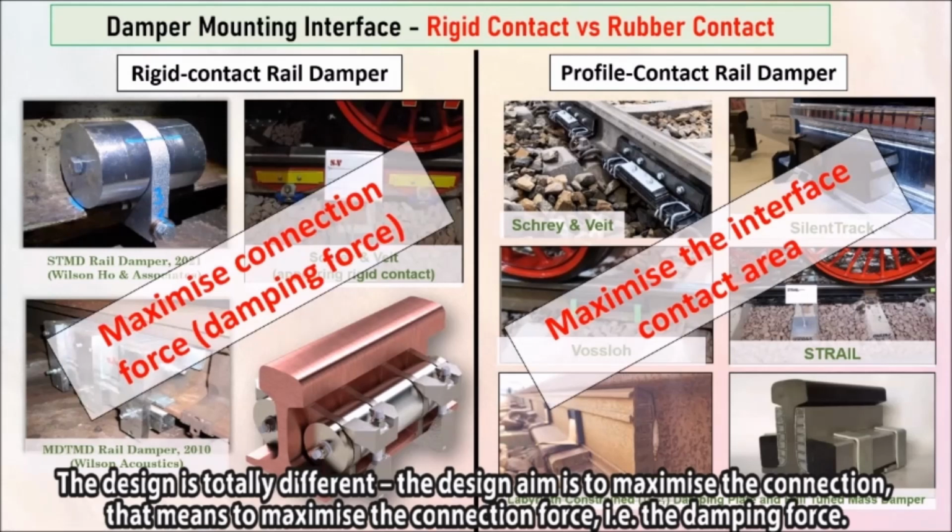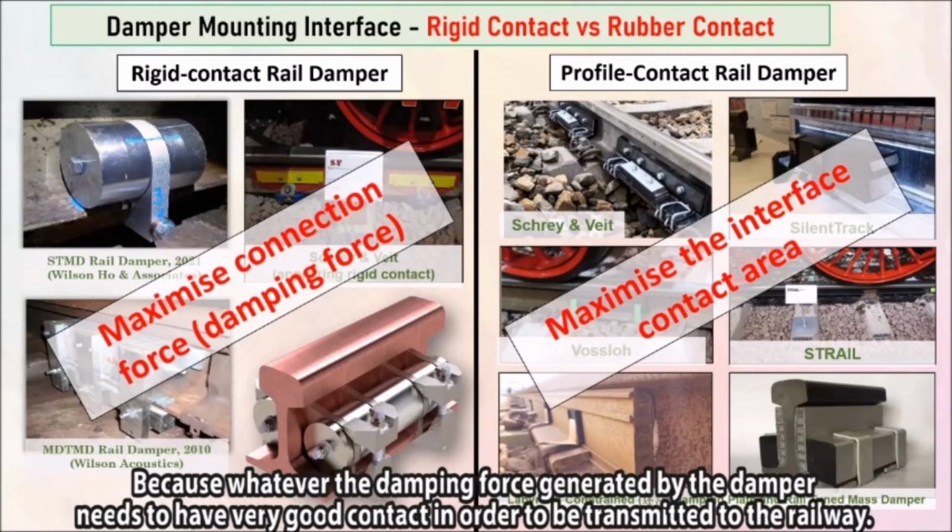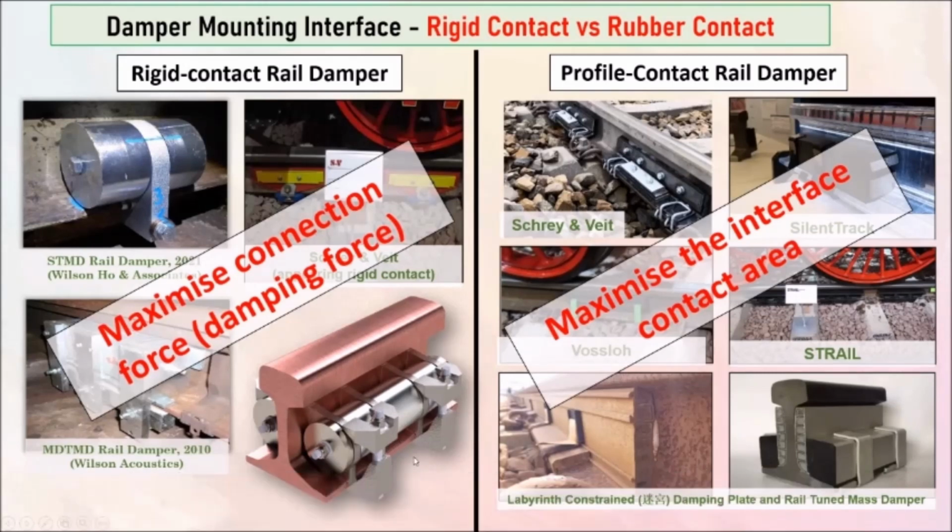The design aim is to maximize the connection. That means maximize the connection force, i.e. the damping force, because whatever damping force is generated by the damper needs to have a very good contact in order to transmit the damping force into the railway.